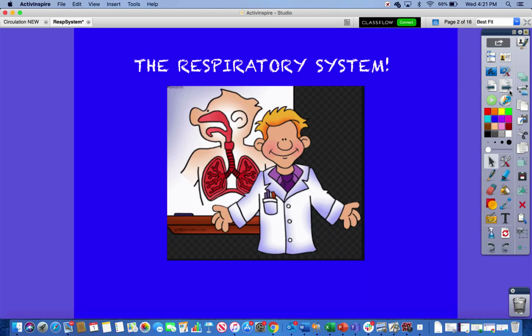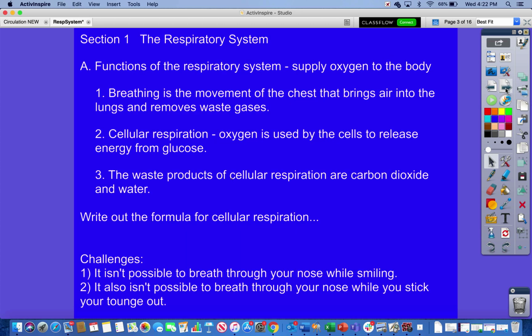We're going to get into what's called the respiratory system. And you can see that on the very beginning of page 558, respiratory system. And in big red, it says functions of the respiratory system. So the main purpose of our respiratory system is to supply our body with oxygen and also get rid of carbon dioxide. We do that through a process called breathing. And you can see that here. Breathing is the movement of the chest that brings air into the lungs and removes waste gases like carbon dioxide.